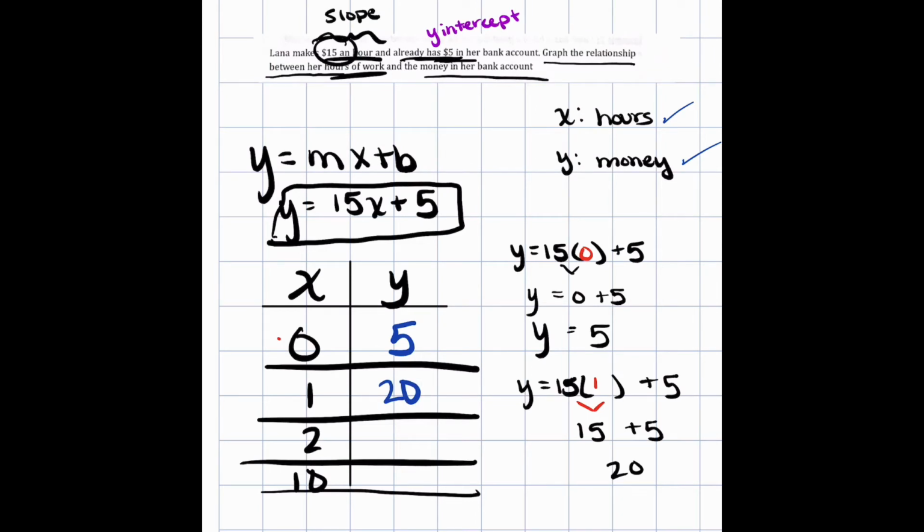Okay, and then that sentence would be after 1 hour of work, she has $20, which makes sense because she makes 15 an hour and she already had 5. Then you just keep this process going. 15 times, instead of x, I'm going to put 2.